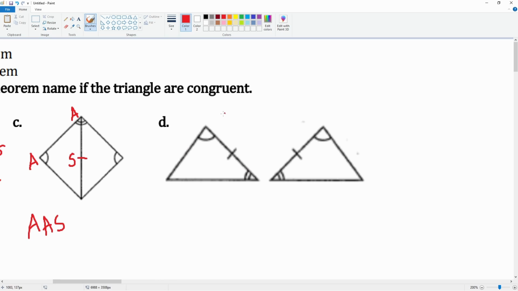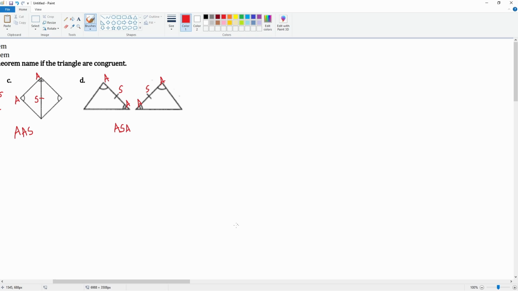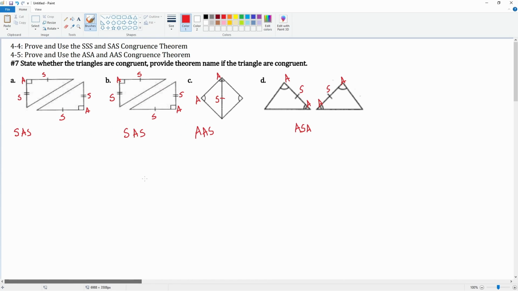And then we have D. We have angle, side, angle. This one is also angle, side, angle. So we can say this is congruent by angle, side, angle. So that's it. All right. Those are how you prove that they're congruent.